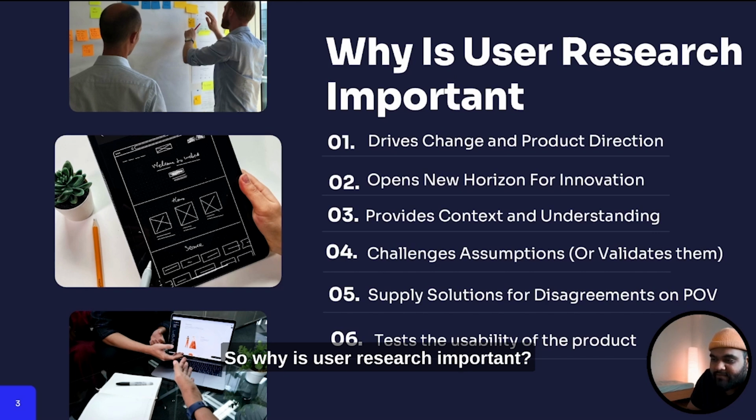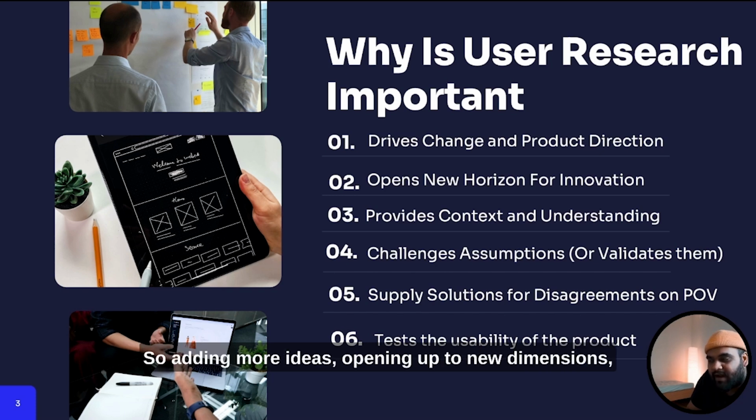So why is user research important? First of all, let's understand that. It drives change and product direction. How is your product going to be? How is it going to look? How is it going to feel? What exactly are you trying to solve? All of these questions we're going to answer in this interview. It opens the horizon for new innovations. So, adding more ideas, opening up to new dimensions, and understanding what the user really needs.